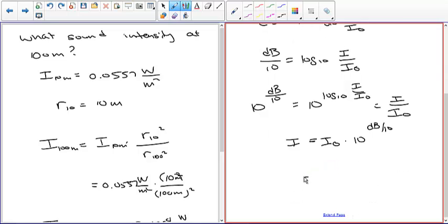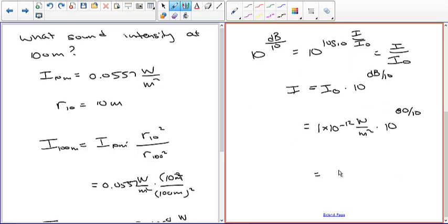Okay, so let's plug that in. 1 times 10 to the minus 12 watts per meter squared times 10 to the power of the number of decibels, 80, divided by 10, so it's 10 to the 8th power. That is equal to 1 times 10 to the minus 4 watts per meter squared. How did I know that? Because I've got 10 to the 8th times 10 to the minus 12th. They have the same base, so you add the exponents, and negative 12 plus 8 is negative 4. Okay, so that's the intensity of one trumpet player.